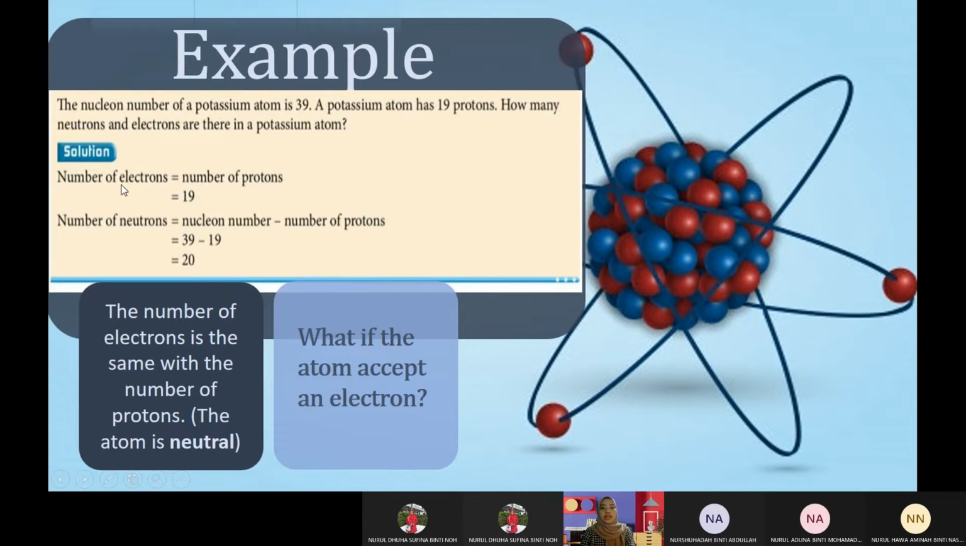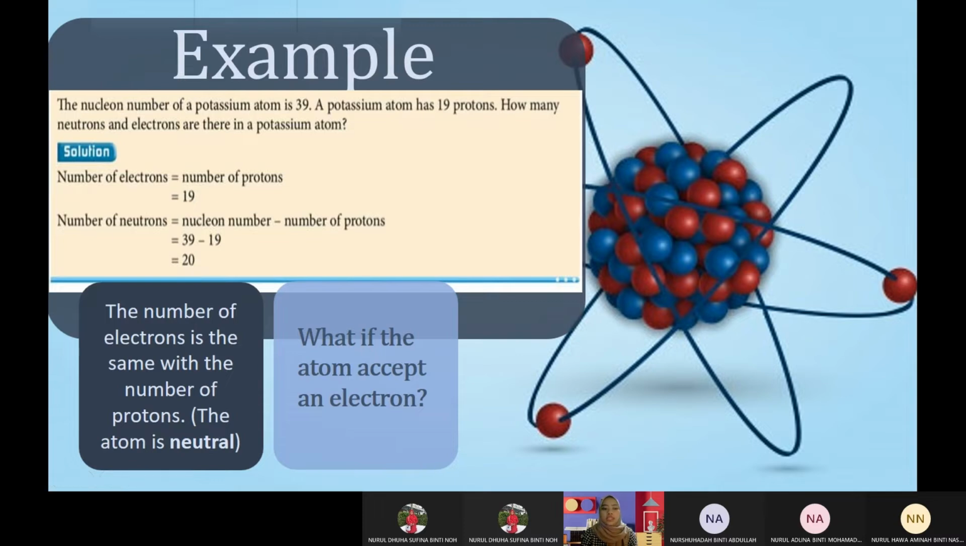As you know, the number of electrons is equal to the number of protons. So the number of protons given is 19. So the number of electrons is equal to 19. So now we want to find the number of neutrons. We have to subtract the number of protons from nucleon number. So 39 minus 19 is equal to 20.